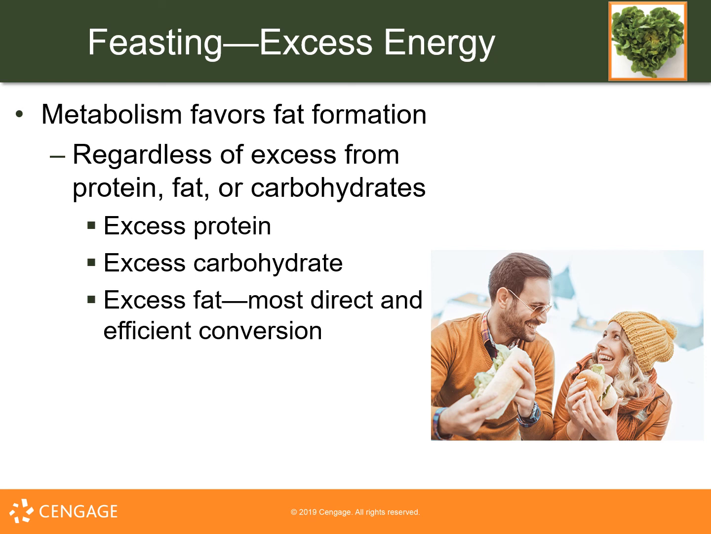Excess protein. Protein must first be used in all of its roles within the body, so tissues, hormones, etc., and then any excess gets converted to fat. Excess carbohydrate. Carbohydrate gets used as energy, fills glycogen stores, then excess gets converted to fat. Excess fat is the most direct and efficient conversion. The body easily turns dietary fat into body fat.